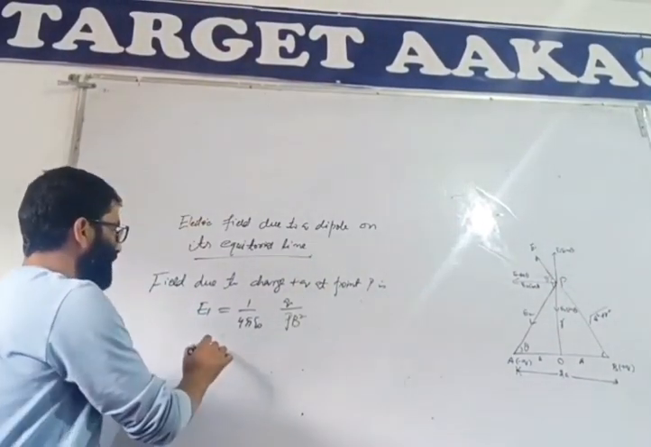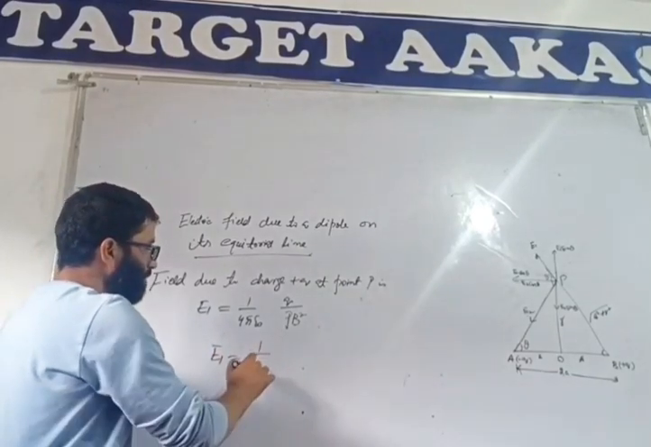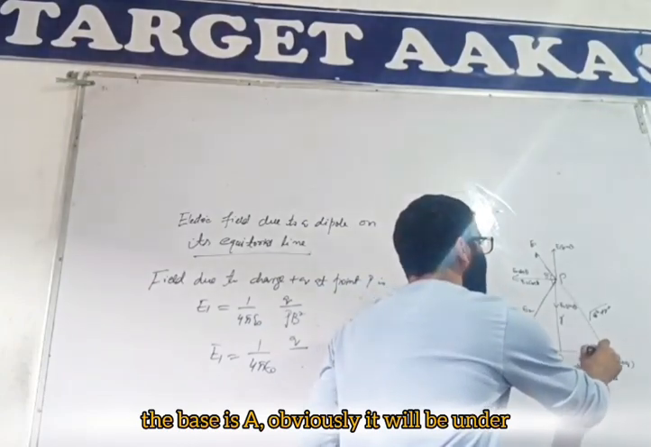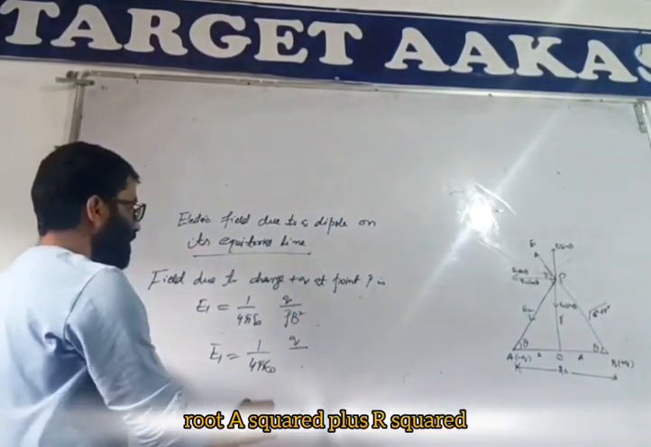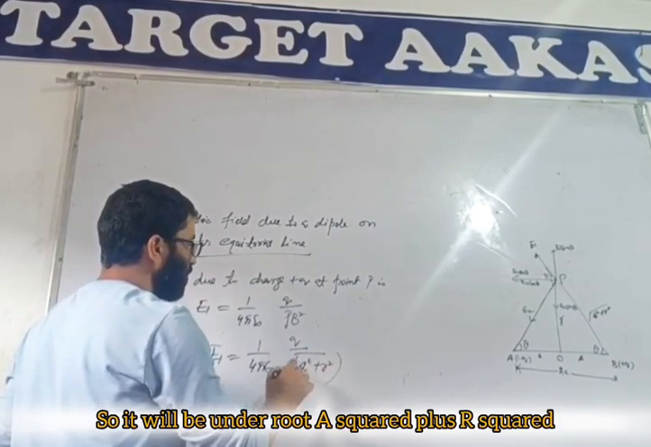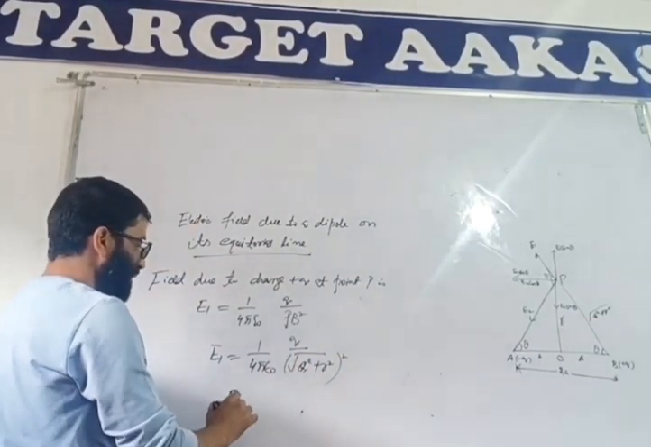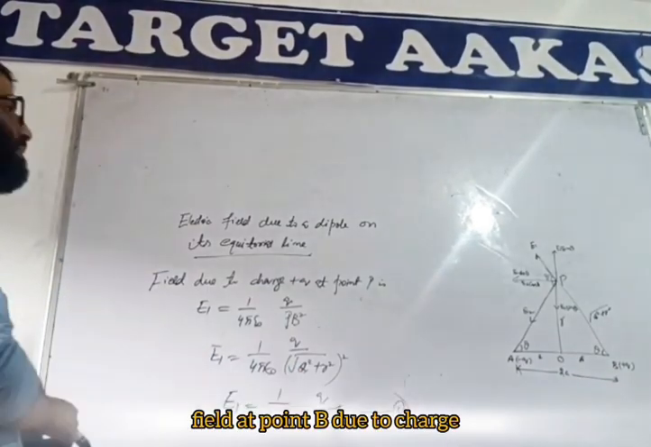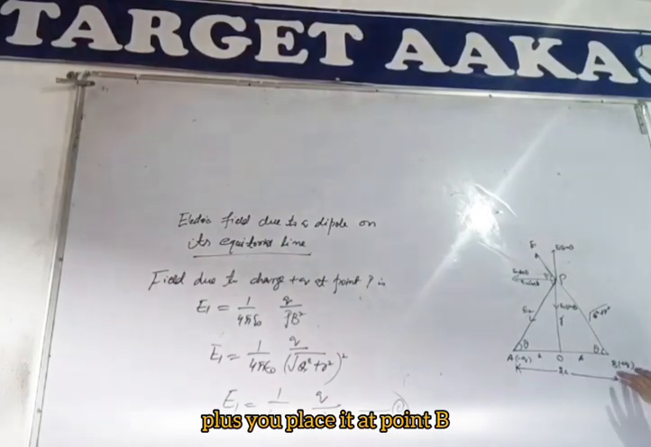So E1 will be 1 upon 4 pi epsilon naught. The perpendicular is r and the base is a. Obviously the distance will be under root a square plus r square, so it will be under root a square plus r square, whole squared. So E1 will be simply 1 upon 4 pi epsilon naught Q upon a square plus r square. That is the field at point P due to charge plus Q, placed at point B.